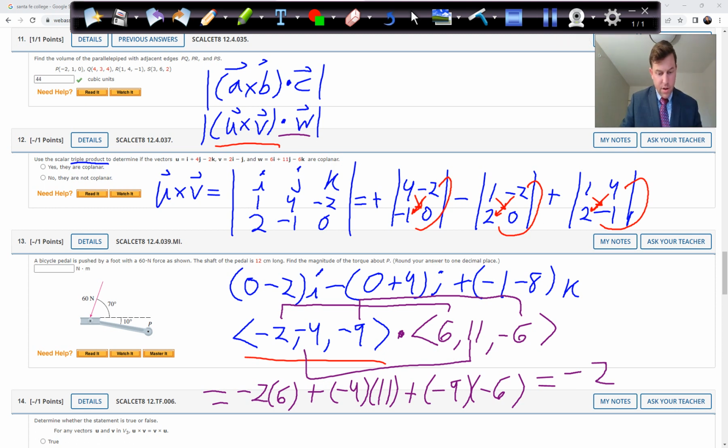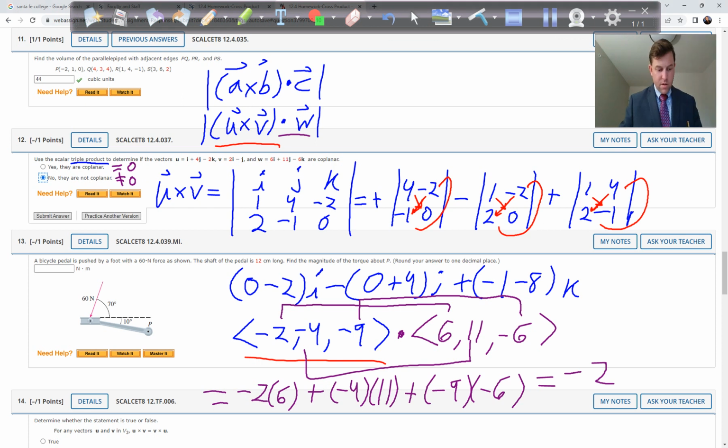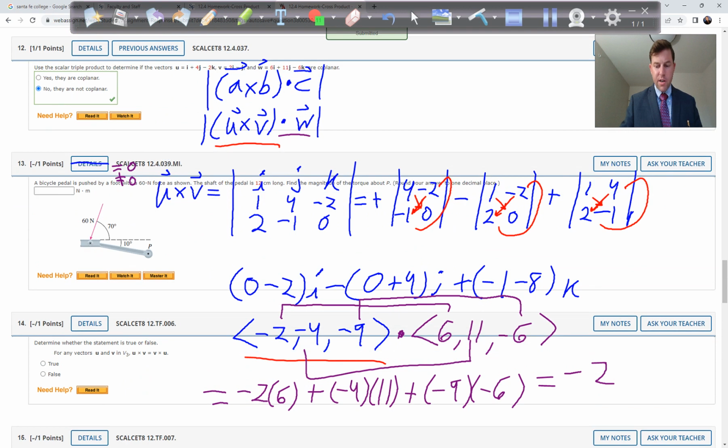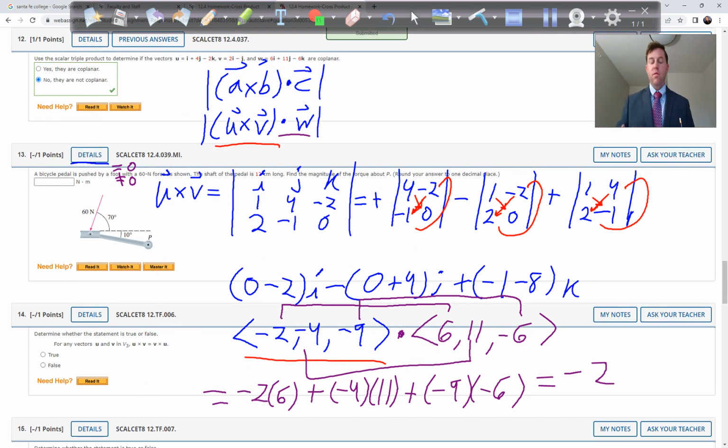So are they coplanar? If they were coplanar, that would have to equal 0. The vector triple product should equal 0. They are not coplanar if it doesn't equal 0. So our number was not 0, so we'd say no, they are not coplanar. Coplanar means they're on the same plane. So if I were to plot those 3 dots, they would all lie on the same plane, which these do not, because the scalar triple product was not 0.